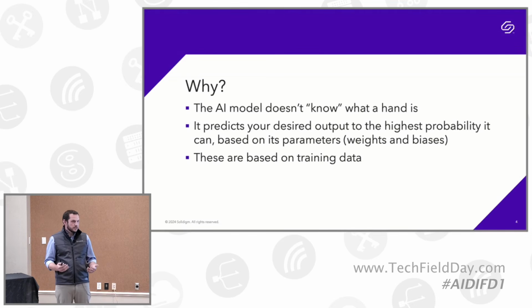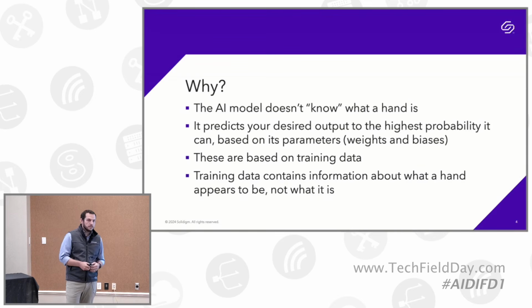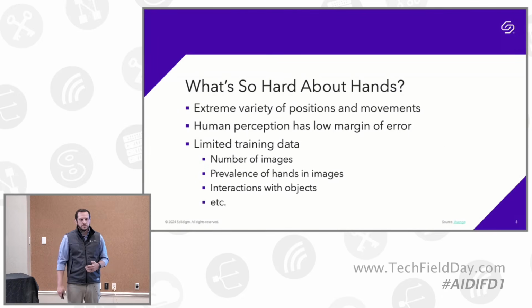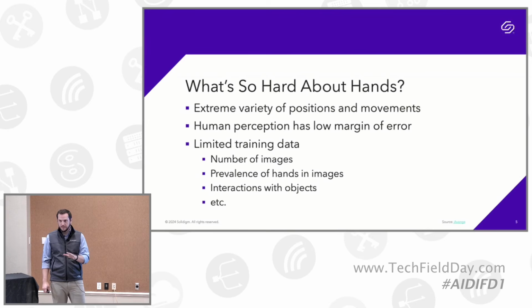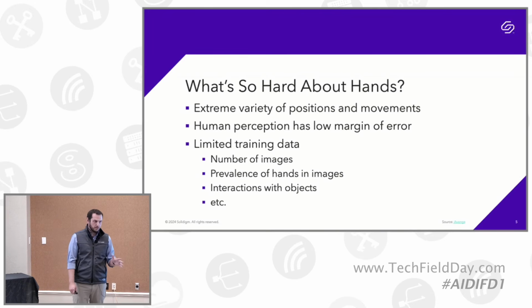Those parameters are based on the training data, the set that was shown to the model at the start of the development process. And that training data is composed entirely of images that tell the model what a hand appears to be, but tells the model nothing about what a hand actually is, does, how it's used, right? What's so hard about hands in particular relative to creating an image of a car, or a face, or a Ferris wheel? Nobody here seemed really surprised that the model got the hand thing wrong, right? Why is that? It turns out there are a few specific reasons.